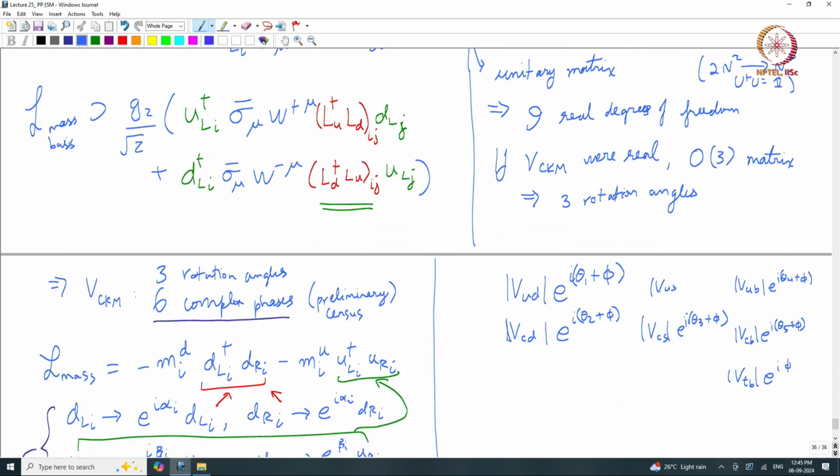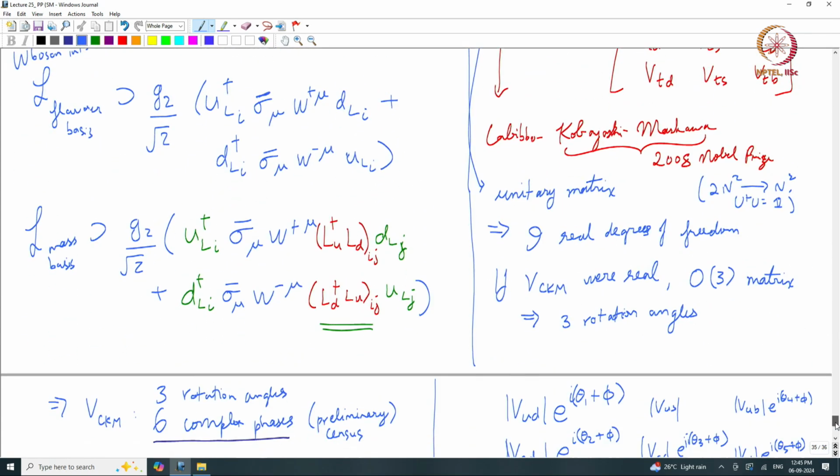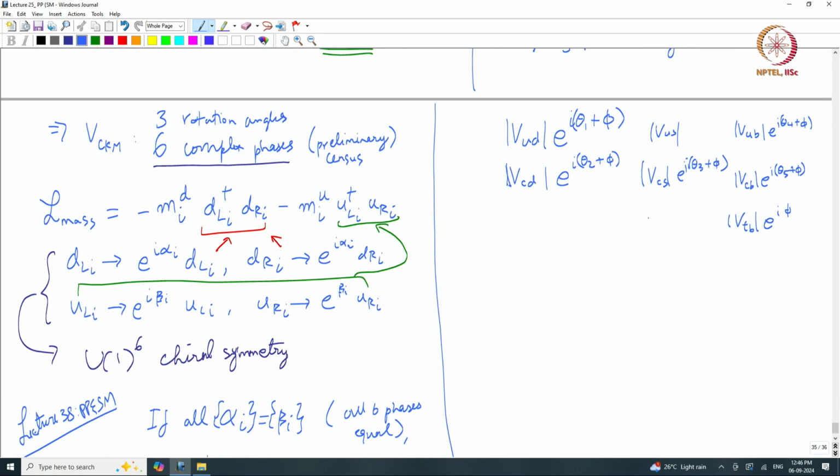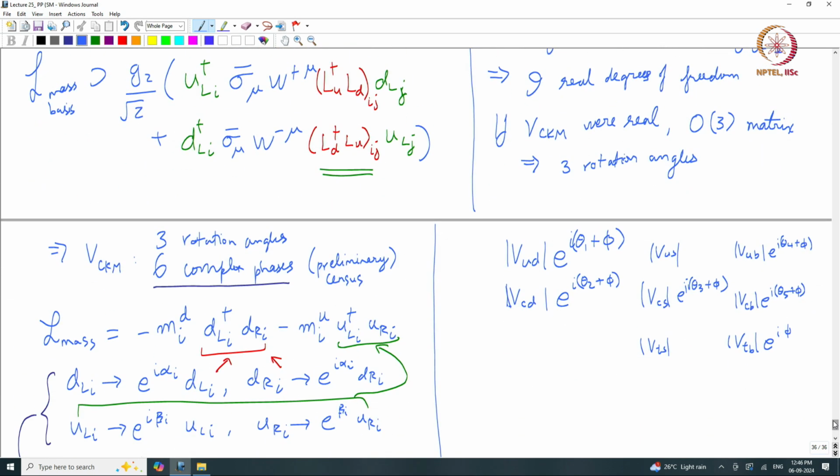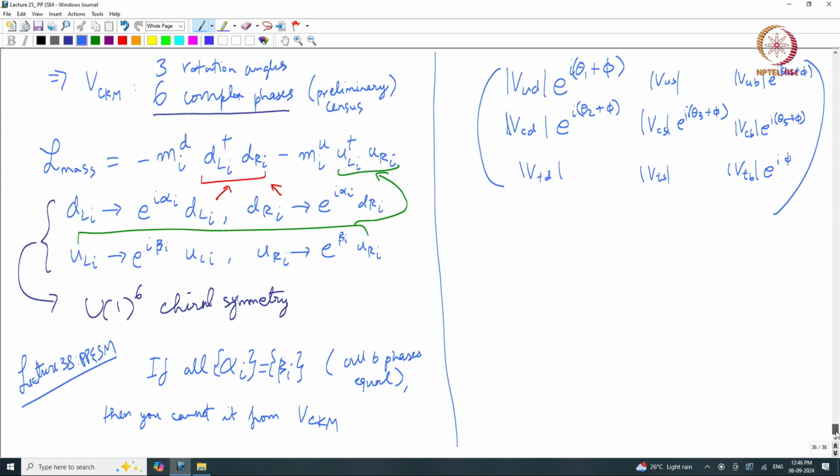So, VUS, VTS, and finally what should this be? VTD, okay. So, these are the 6 phases I begin with in the CKM matrix, alright.